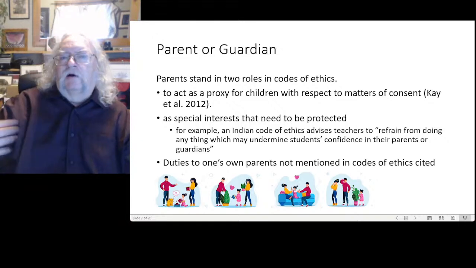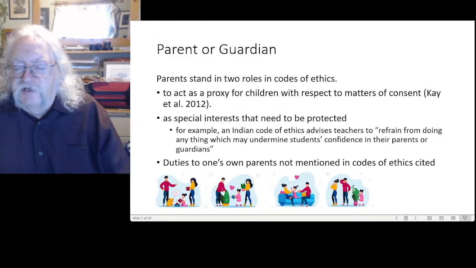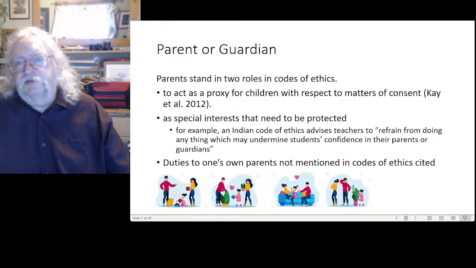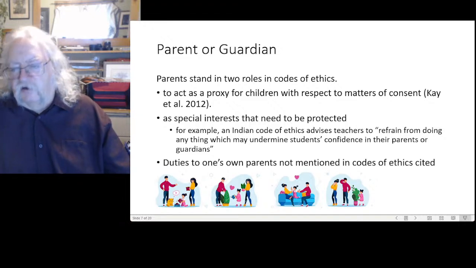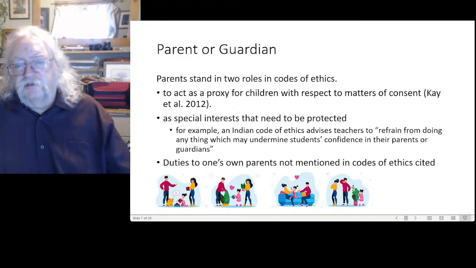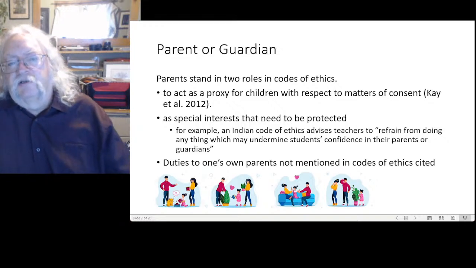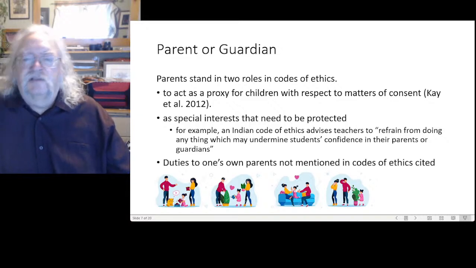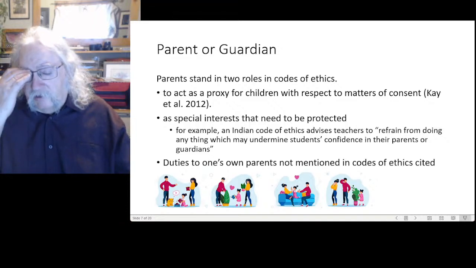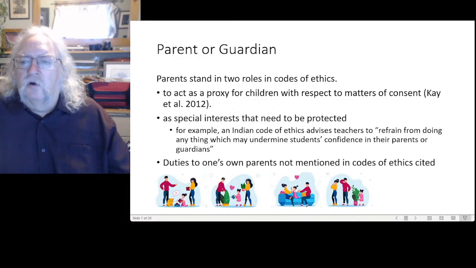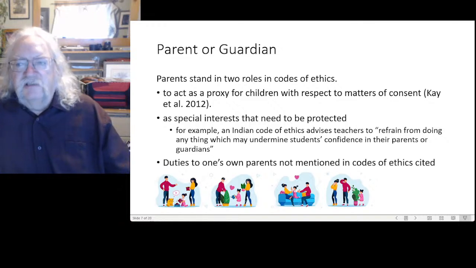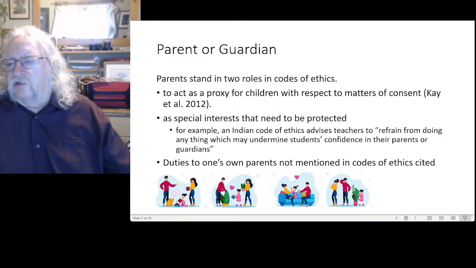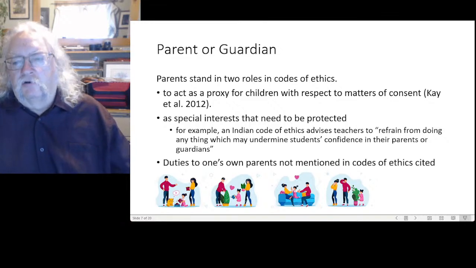And we're going a bit beyond the scope of this particular discussion, but there's a whole range of responsibilities of parents to children that could be discussed in a different context. There's also the idea that the parent, especially, or sometimes the guardian, is in themselves a special interest that needs to be protected. For example, there's an Indian code of ethics that advises teachers to refrain from doing anything that may undermine students' confidence in their parents or guardians.